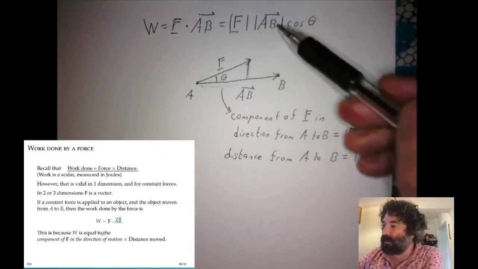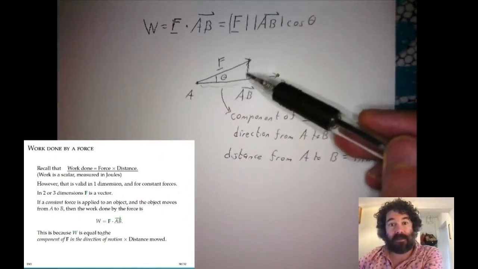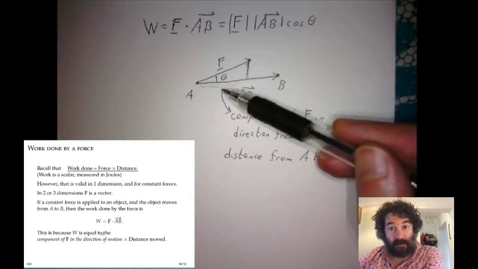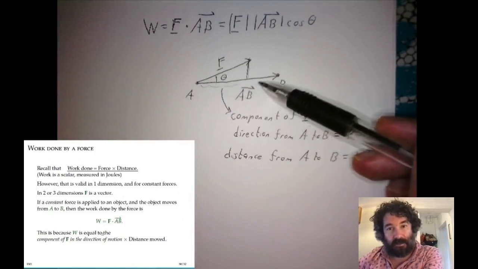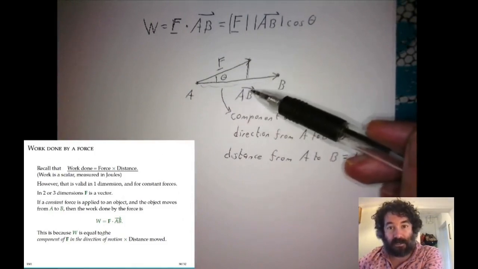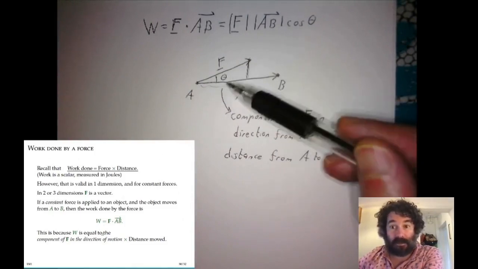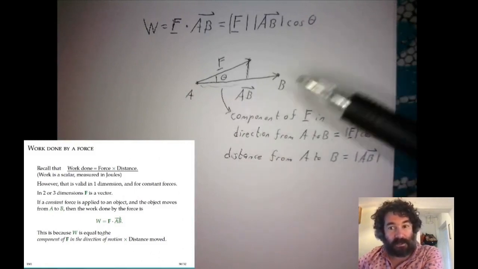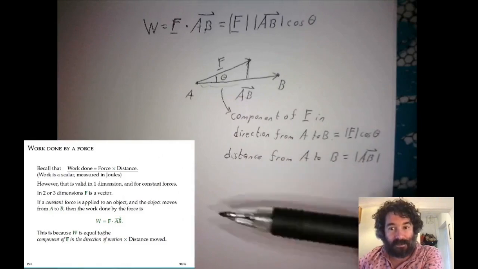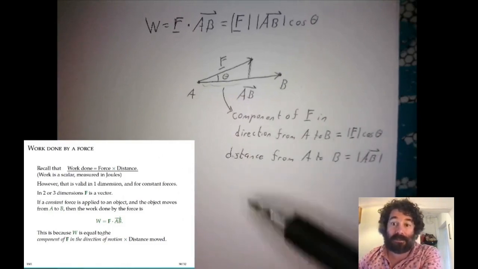And so this formula is saying that the work done is the projection of F onto the direction from A to B, or I should say the component of F in the direction from A to B, times the distance traveled, the length of the vector from A to B. So this is the explanation for why this is the work when the force is constant.